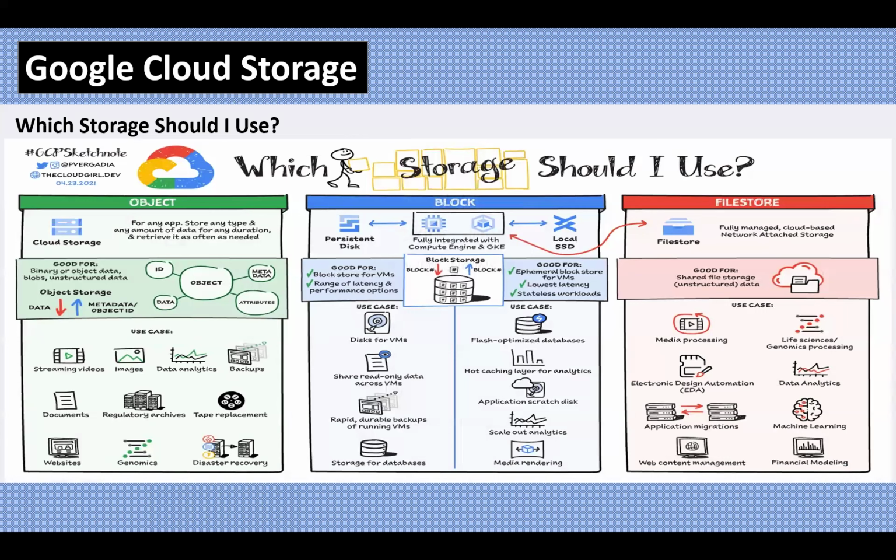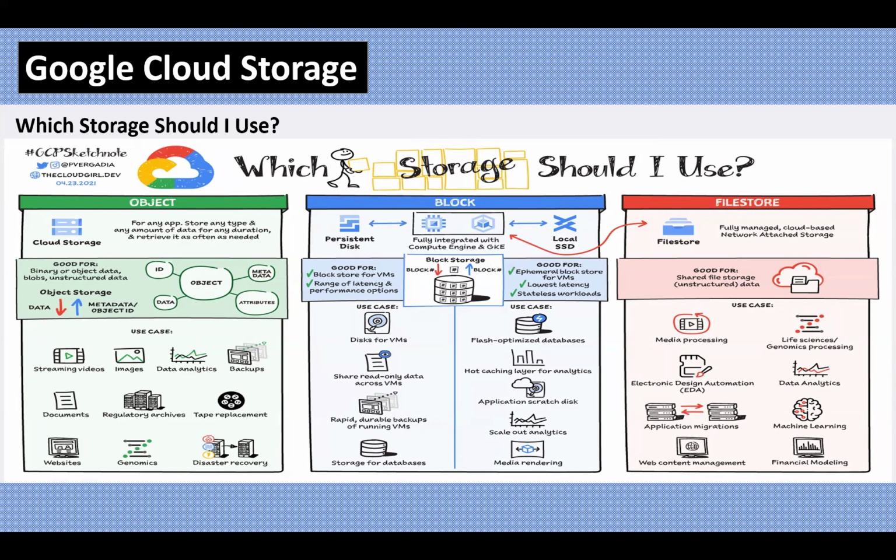Which storage should I use? So can you see this? There is object, there is block, there is file store. Object, what is this? For any app, store any type and any amount of data for any duration and retrieve it as often as needed. So there is Cloud Storage if you would like to store objects. Then there is block. Can you see that? It is fully integrated with Compute Engine and GKE, Google Kubernetes Engine.